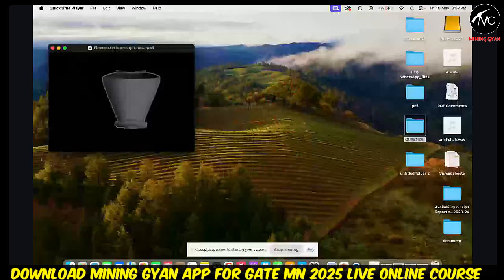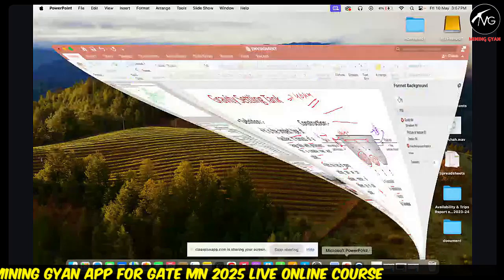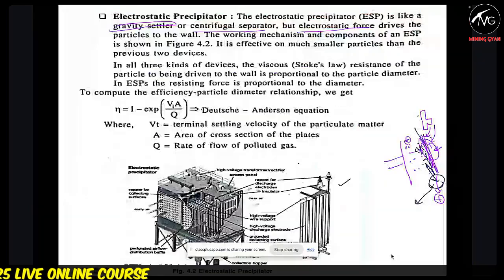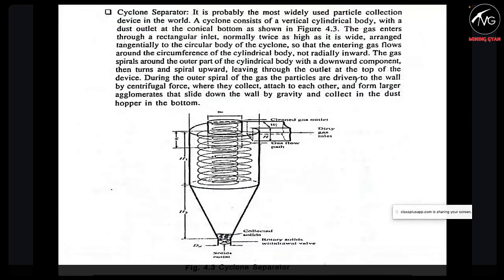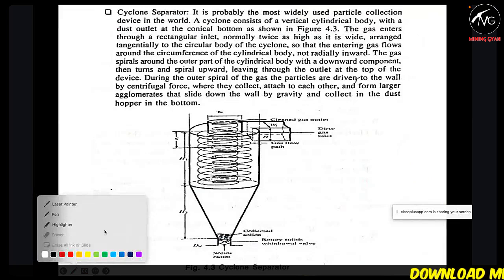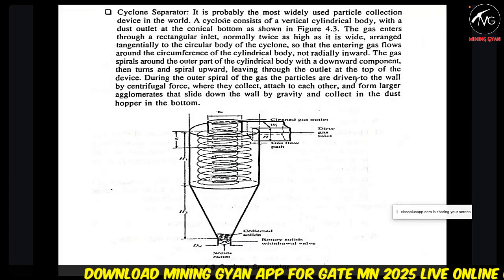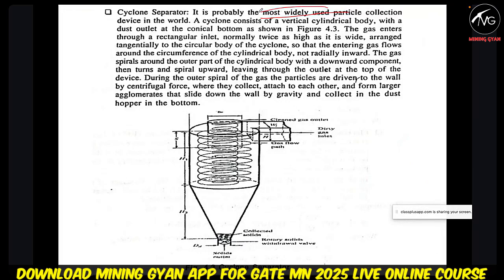Okay, I think you get the basic information on how the electrostatic principle works: the air will go, the dust will collect on the rod, on the wall it will collect. Then the cyclone separator. Cyclone separator is probably the most widely used. We generally use the cyclone separator. Why?